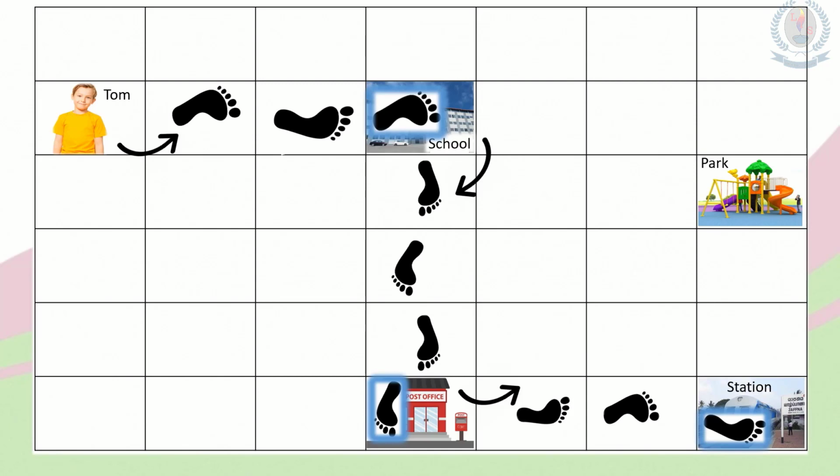After that, Tom makes a quarter turn anticlockwise to face the park. Finally, he moves 3 squares forward to reach the park. 1, 2, 3. Now Tom is there. Tom is happy.